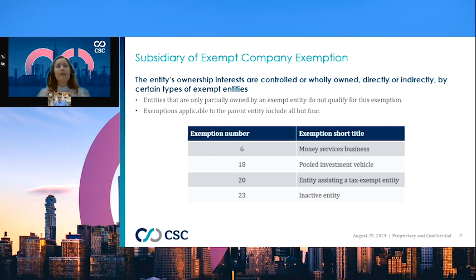Second thing to know, the exemption does not apply to subsidiaries of all exempt entities. The vast majority of exemptions do qualify for the subsidiary exemption, but there are 4 that do not, and those are listed here on this slide. The thing to know is that if your parent company is relying on one of these exemptions, its wholly owned subsidiaries cannot utilize the subsidiary exemption. In that case, the subsidiary will be a reporting company unless some other exemption applies.